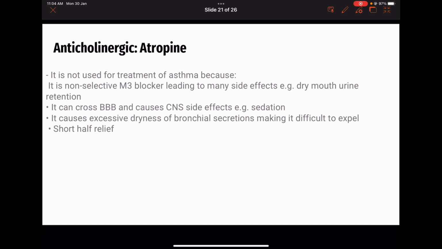Last drug, atropine. It is not used for treatment of asthma because it is a non-selective muscarinic blocker, leading to many side effects like dry mouth and urine retention. It can cross the blood-brain barrier and causes central nervous system side effects like sedation. It causes excessive dryness of bronchial secretions, making them difficult to expel, and has a short half-life.